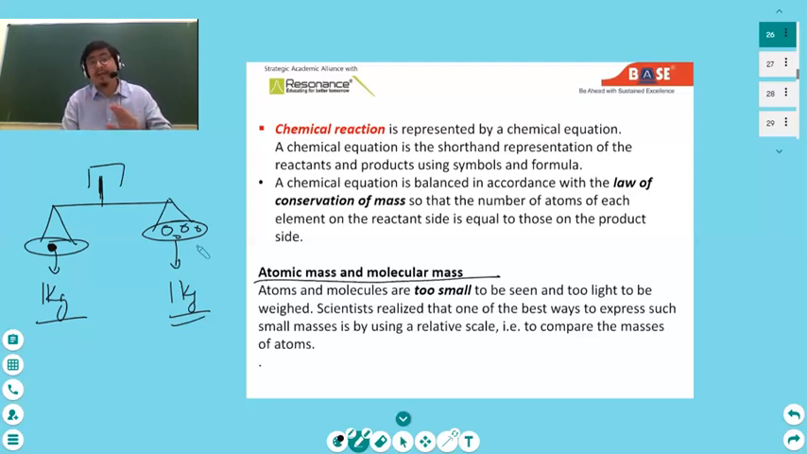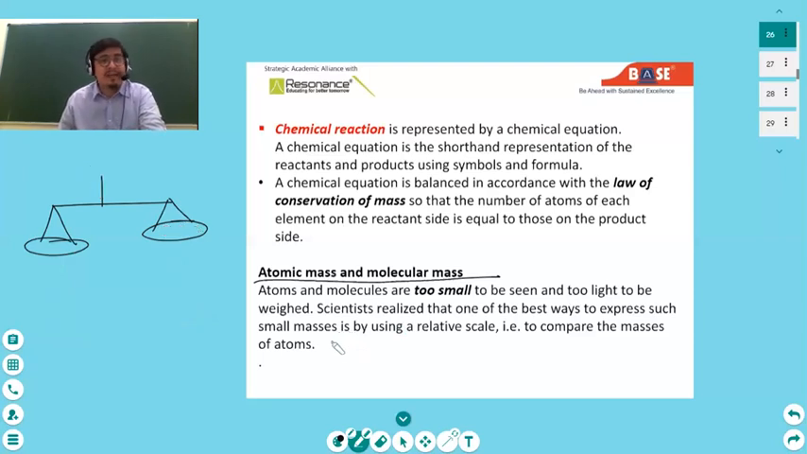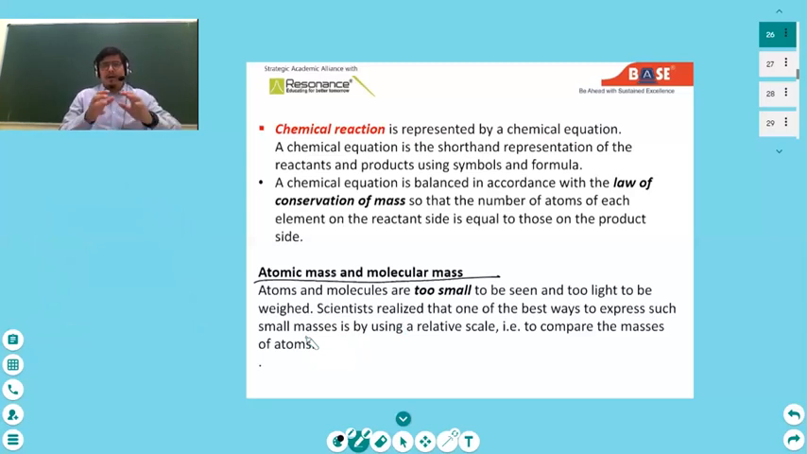Exact mass is difficult to find out. The reason for that is atoms are very small and very light in weight. So just like to find the mass of a bigger object you use a relative unit, here also you will be using a relative unit. There the relative unit is kg. Here we will see what that relative unit is.